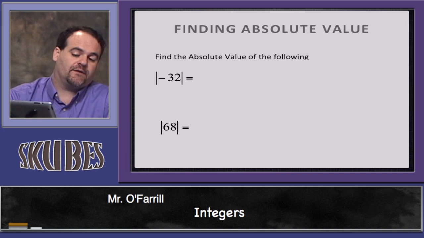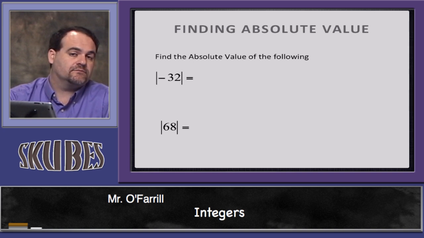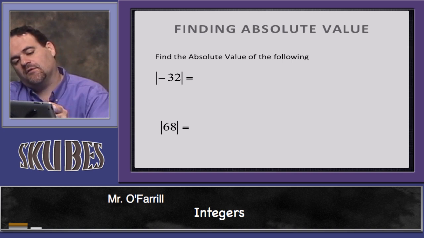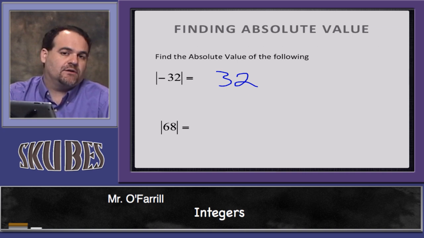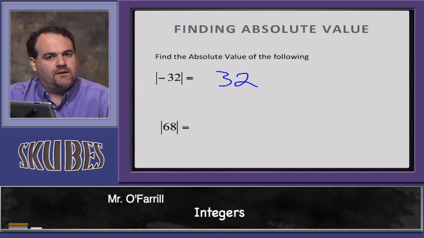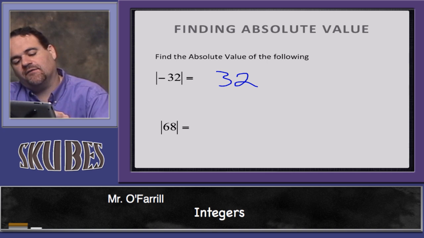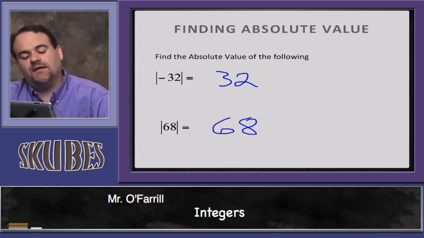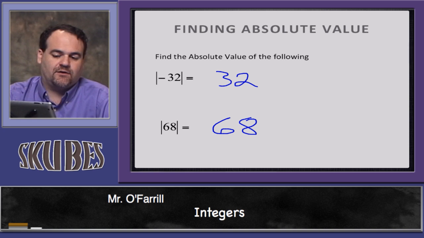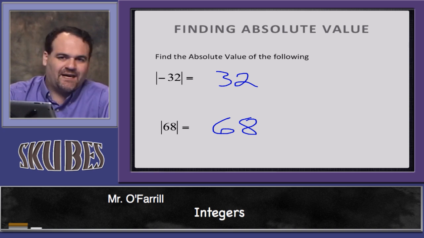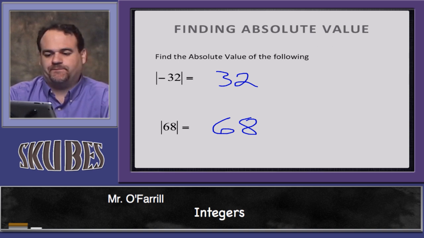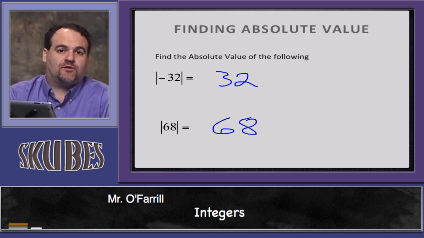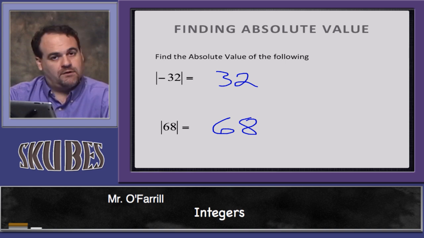So let's do these two real quick. -32. Well, it's negative right now, so it becomes positive 32 because it's 32 spaces away from 0. And the number 68, well, it's already positive. It's 68 spaces away from 0. Some people casually refer to absolute value as the positive maker. But that is a quick little lesson on integers and absolute value.